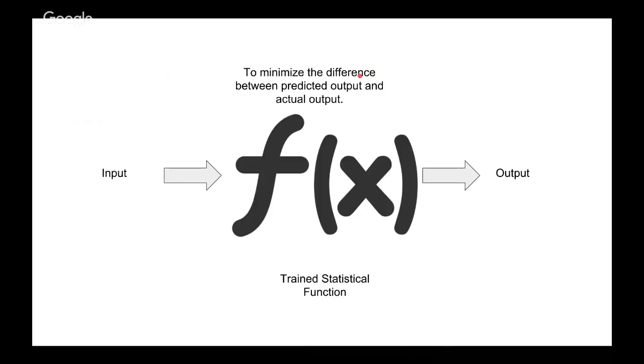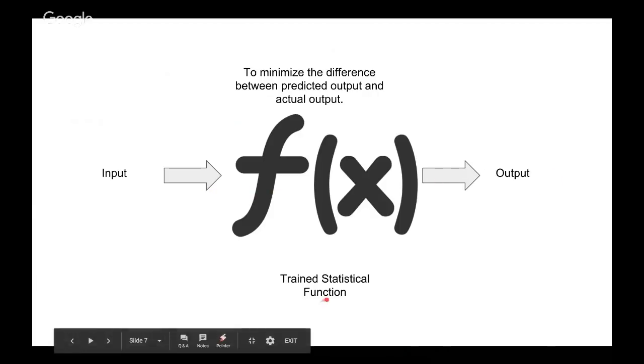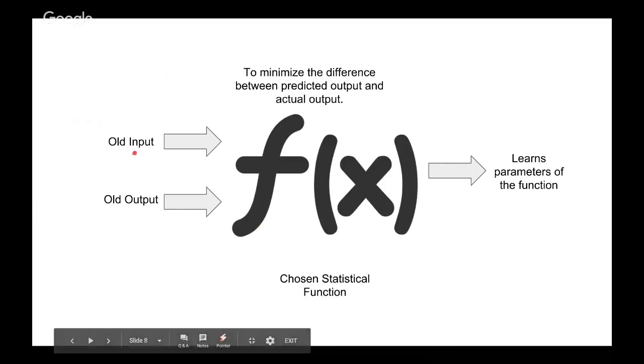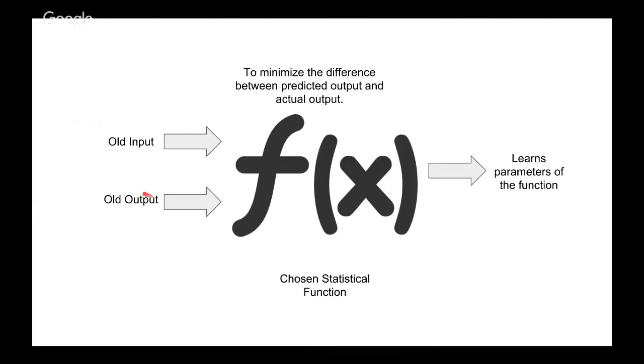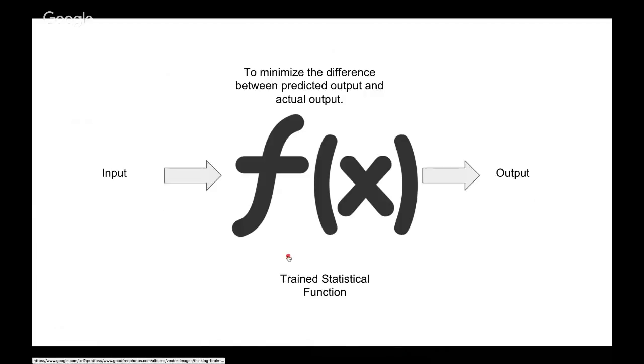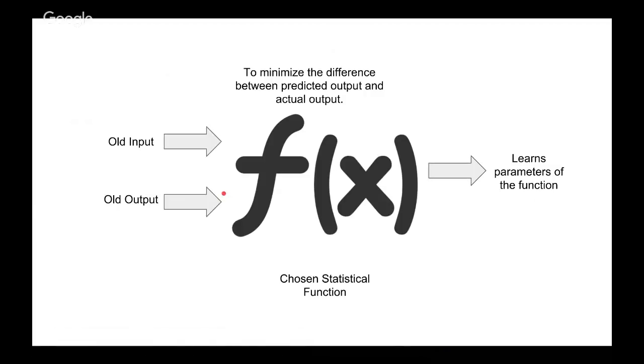Once this system has been trained, it will be able to take an input and convert it to output. When we are training this function, we give it the old input and old output, and we make this function learn. Previously, we made a human learn. Now the statistical function, our machine learning function, takes historical input and the historical output corresponding to that input, and learns the parameters of the function.